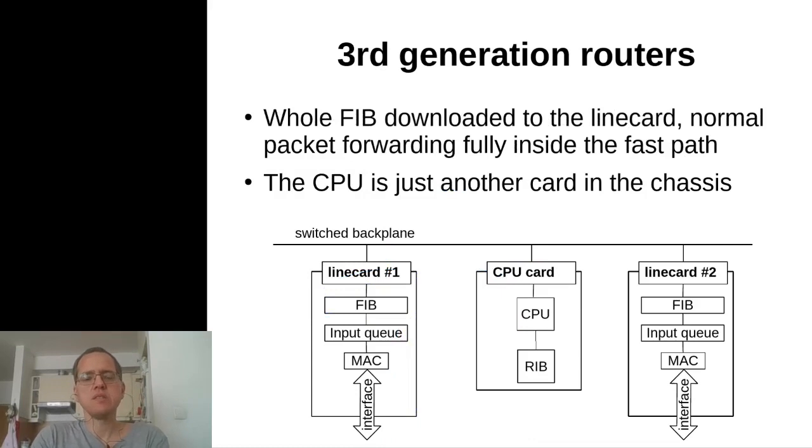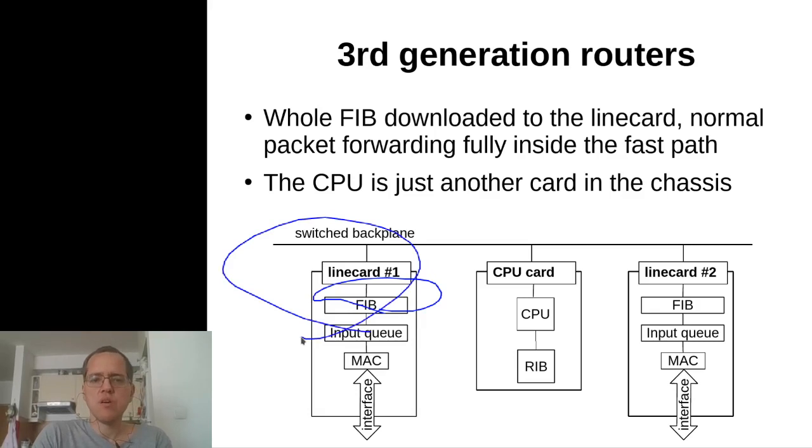The last router generation that we consider here is third generation IP routers. Here the full FIB is downloaded into the line card. Of course, we have much more advanced and much higher capability line cards to support in these third generation router architectures. So we have all the FIBs implemented in the line card. So we have all the functionality and all the information available in the line card to process normal IP packets fully in the fast path, and only for very complex operations like IP options or fragmentation, things like that, we have to go to the slow path.